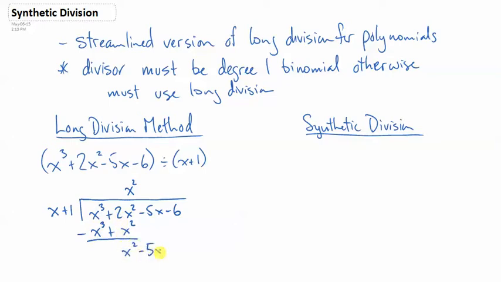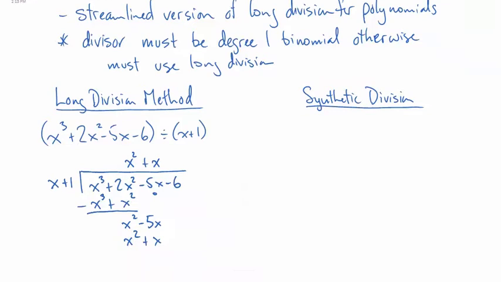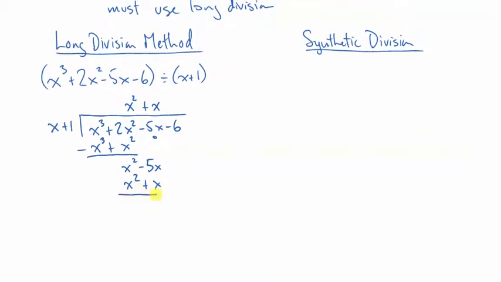I'll take the next term down. I'll consider the leading degree x squared with x, and this time I know I need to multiply by x in my quotient. I'll multiply quotient by divisor and get x squared plus x. I'm going to subtract this. Again, getting negative 5x, take away x, or negative 6x. I'm going to bring this term down.